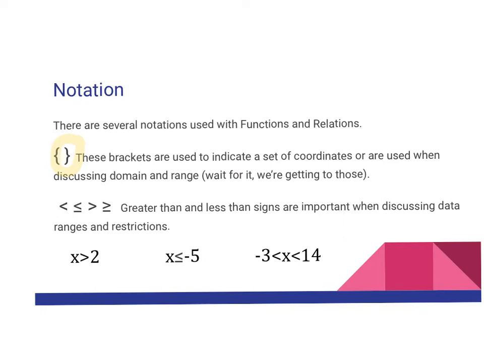Also, when we are defining and discussing domain and range, the greater than or equal to, less than, and less than or equal to signs are very important when we talk about data ranges and data restrictions. And again, we will get to that in a bit. So this would be x can be any number greater than 2. This is x can be any number less than or equal to -5. And this gives us a range where x is going to be between -3 and 14.